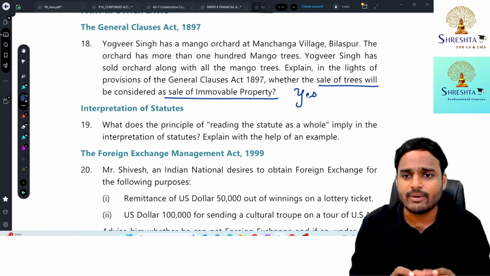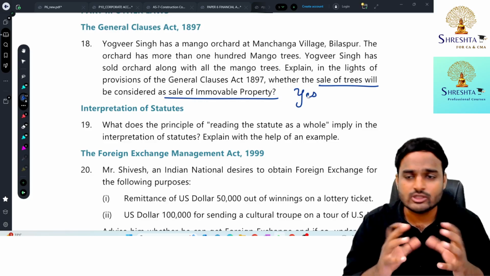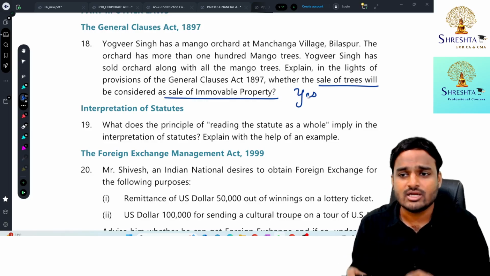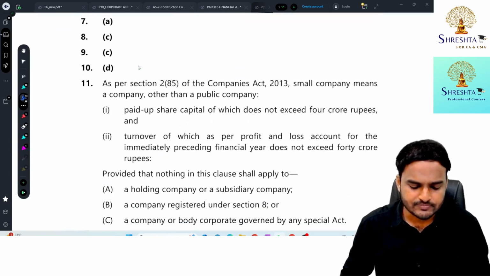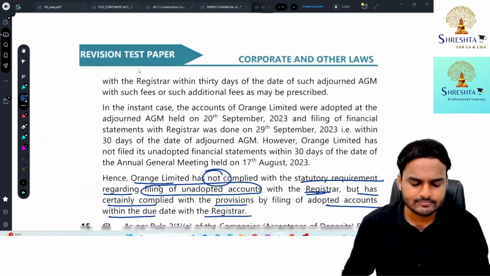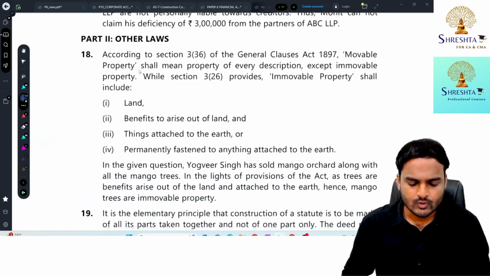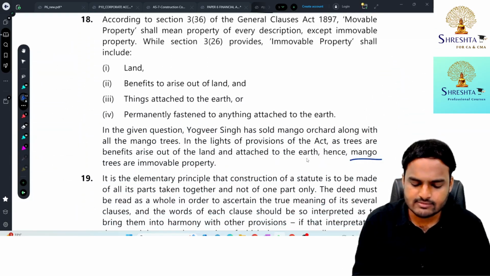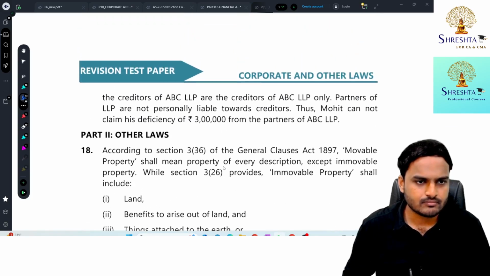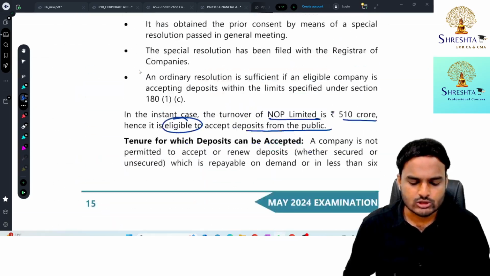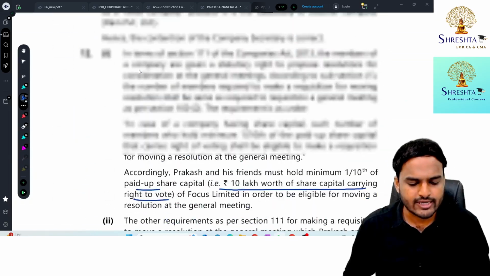Now, here the sale happens of the entire orchard. He sold the entire orchard along with mango trees. Now, sale of trees is definitely considered as sale of immovable property. So, question 18. Hence, mango trees are immovable property. Clear? Next, last but one question, question 19.